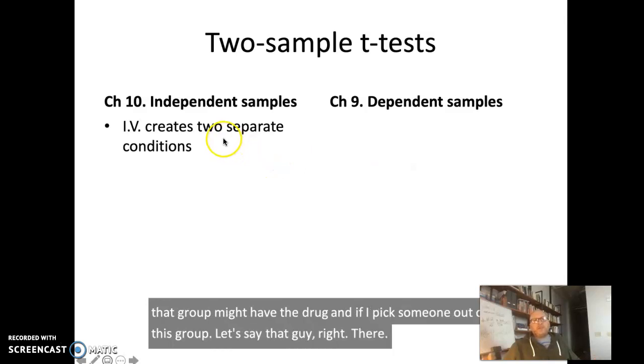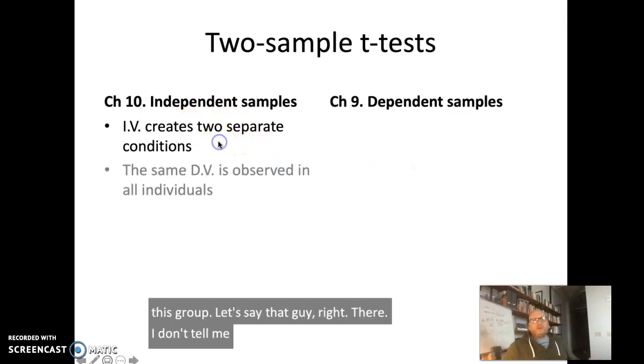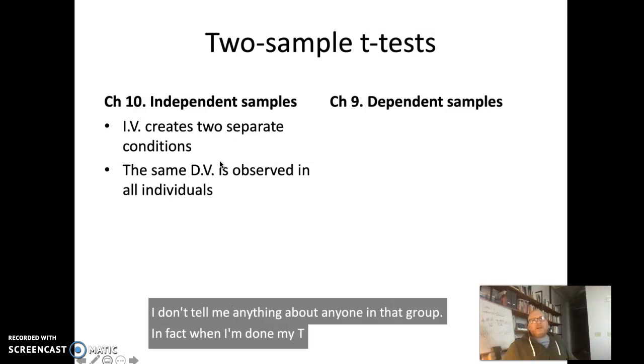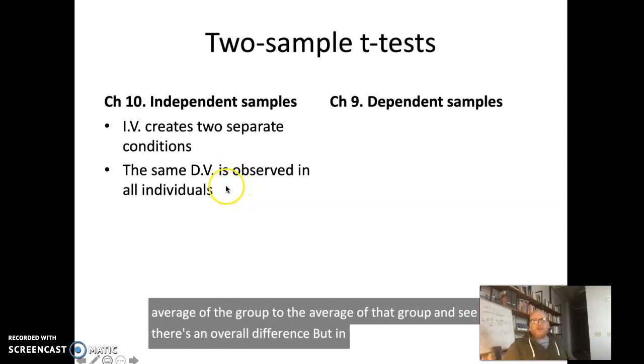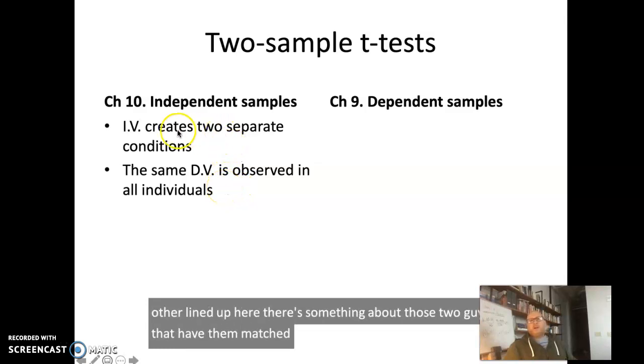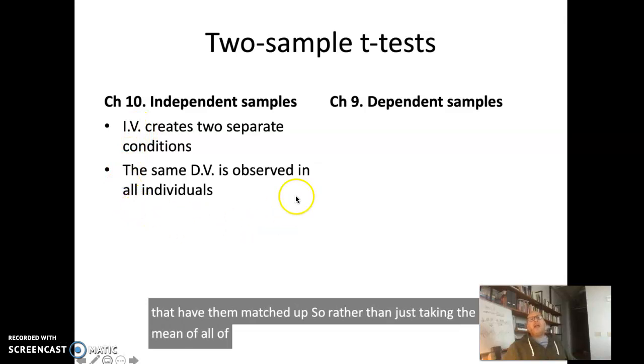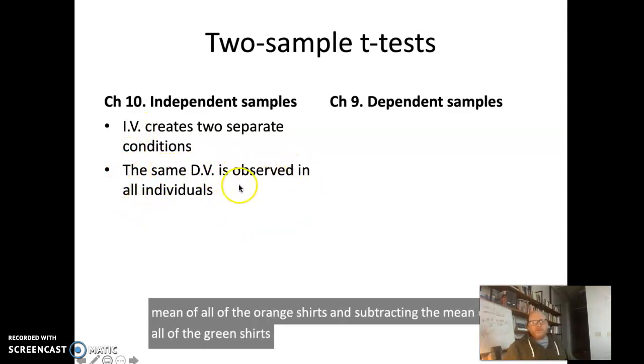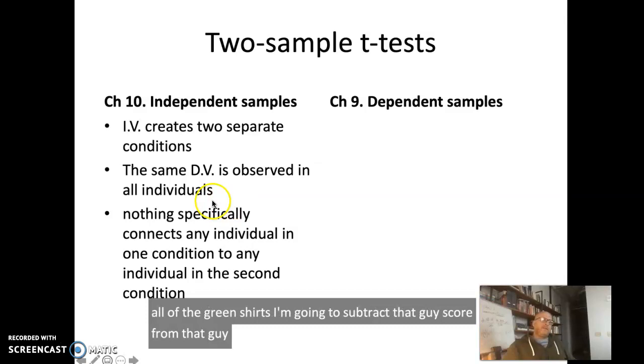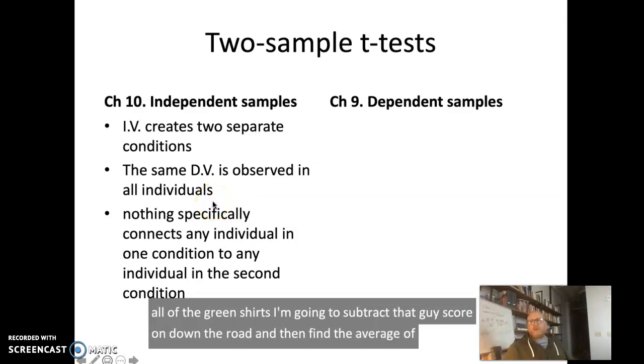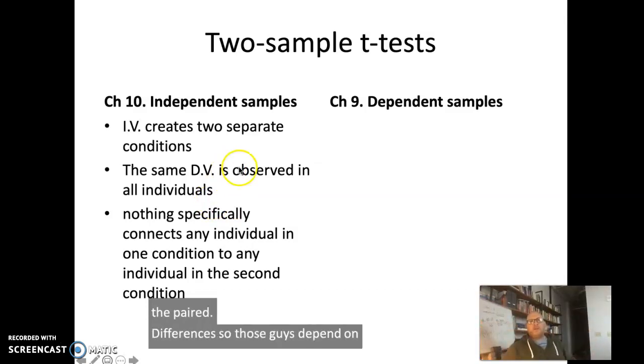With independent samples, I'm putting that first because it's a little simpler. The idea is that you have an independent variable that creates 2 separate conditions. So you have 2 samples, and the same dependent variable would be observed in all. So it would be like a drug versus placebo. Everybody gets their blood pressure measured. And nothing here specifically connects any one person to any other person. So you just have the 2 groups.